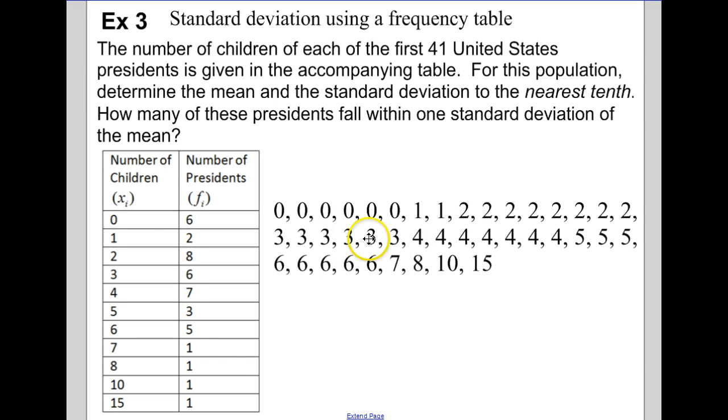So, clearly I'd rather not deal with this long list if I could avoid doing so. That's what's nice about using the calculator in a frequency list. It's a little more efficient and concise. So, grab your calculator, please.